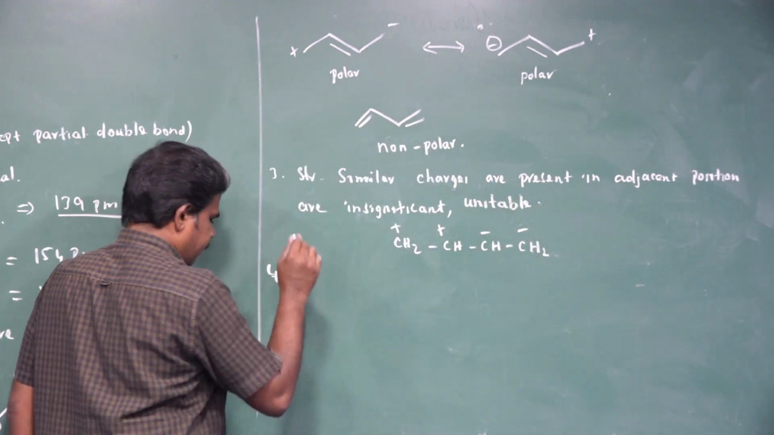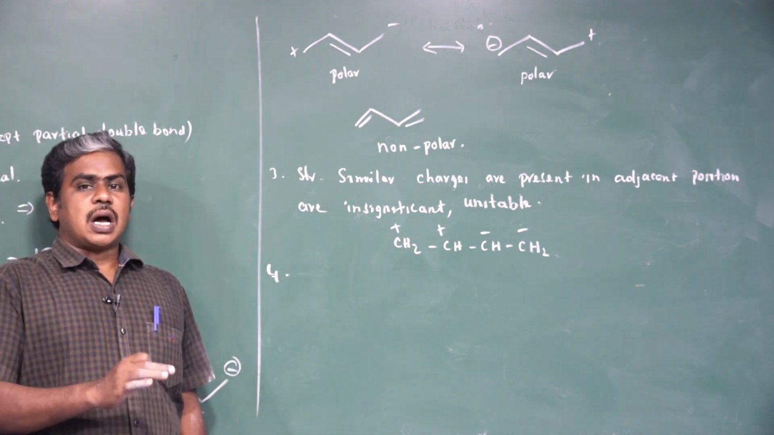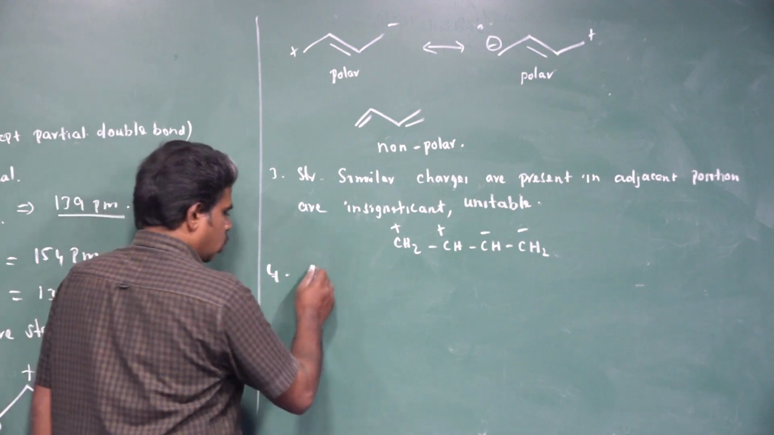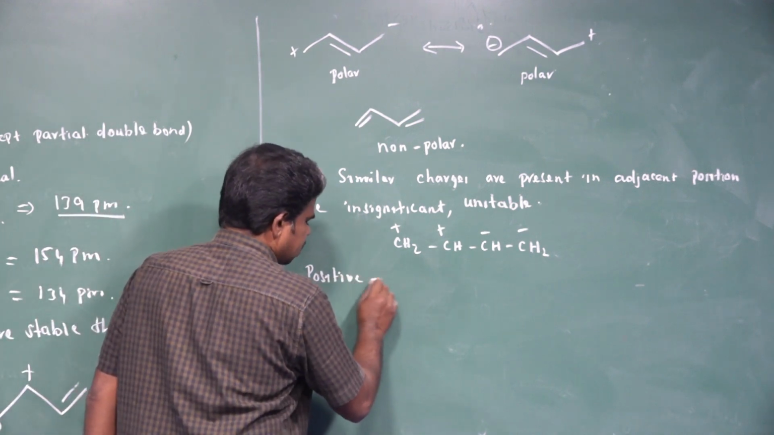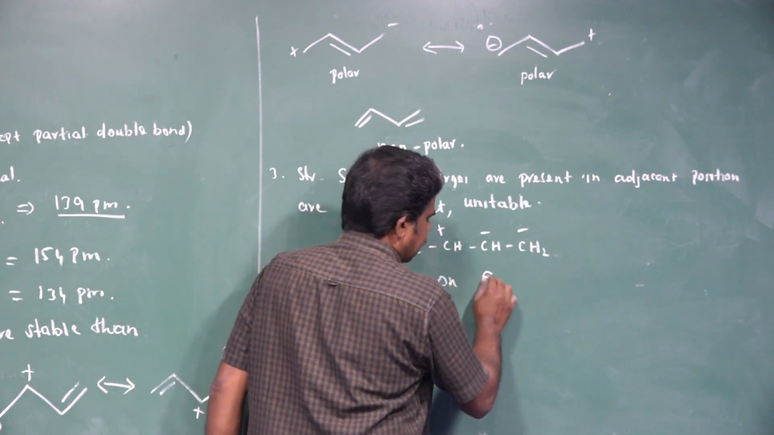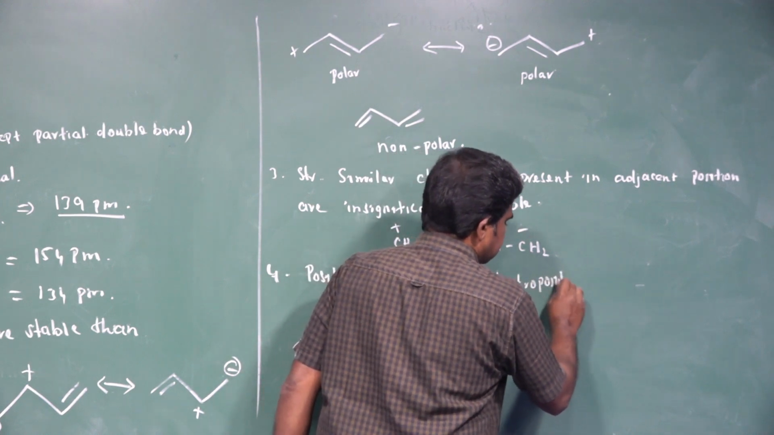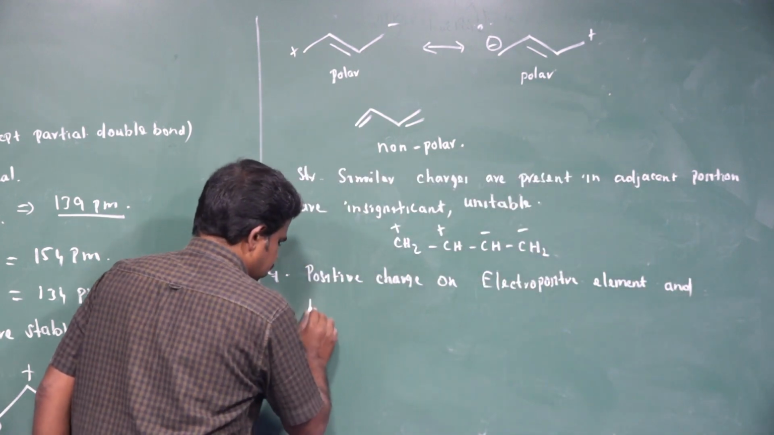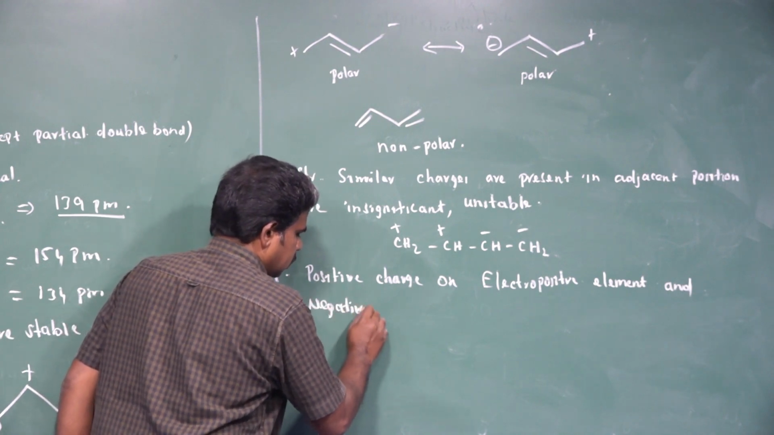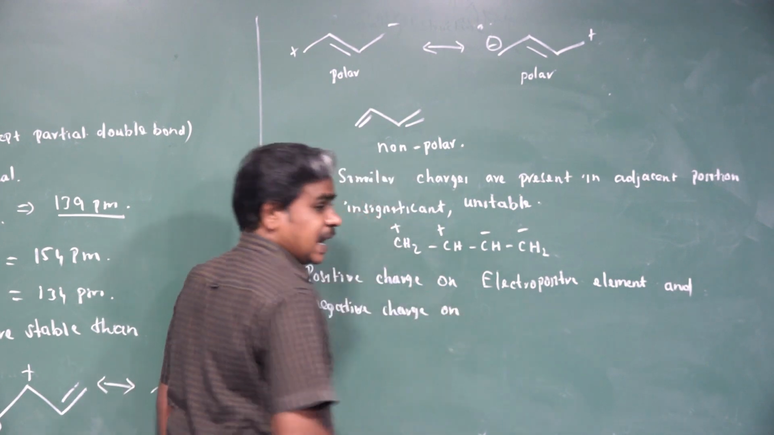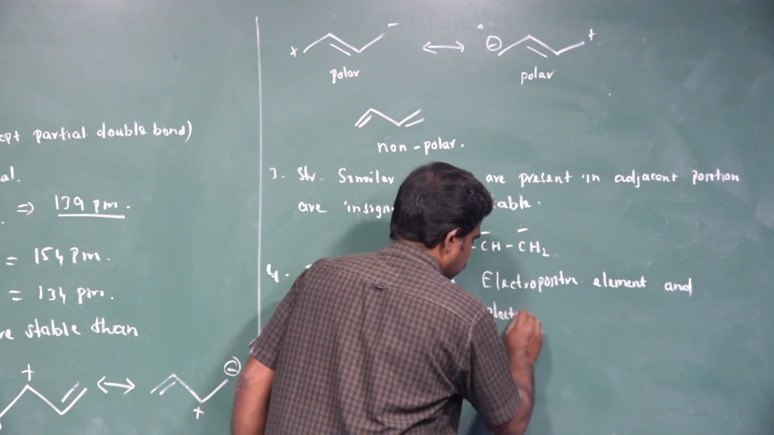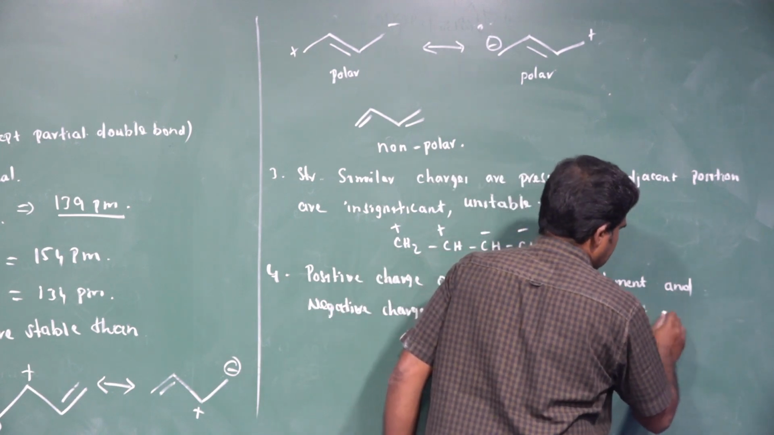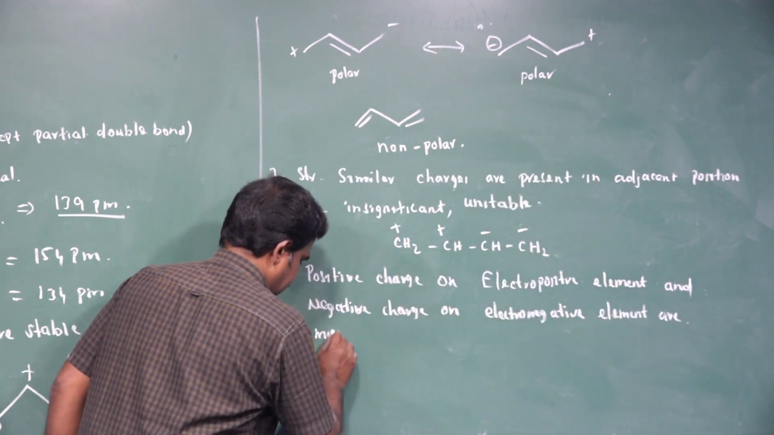And the next one. Here, a positive charge on an electropositive element and a negative charge on an electronegative element are stable. So the positive charge on the electropositive element and the negative charge on the electronegative element are more stable.